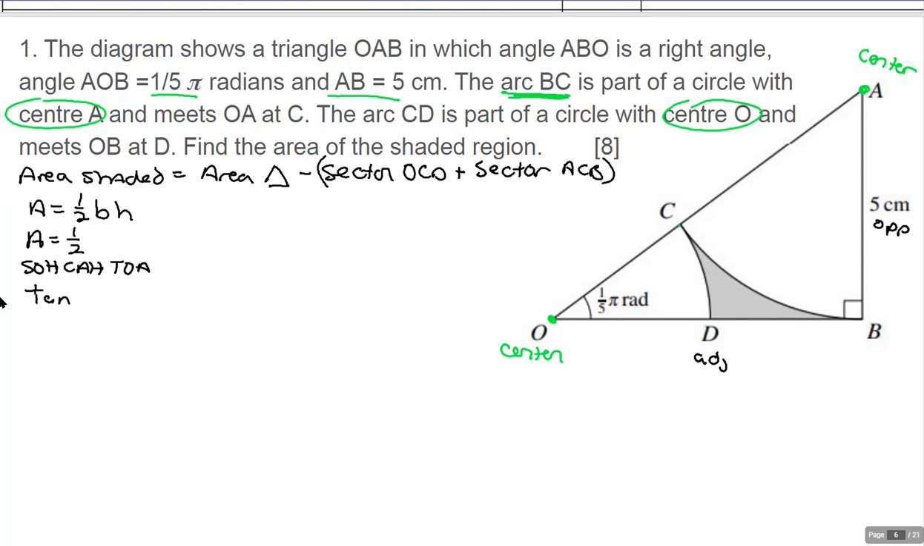and we know the angle. I'm going to say pi over 5. Now keep in mind, we're in radians, right? So your calculator has to be set for radians, is equal to the opposite, which is 5, over the adjacent, which is OB.